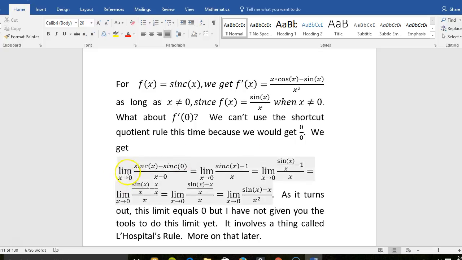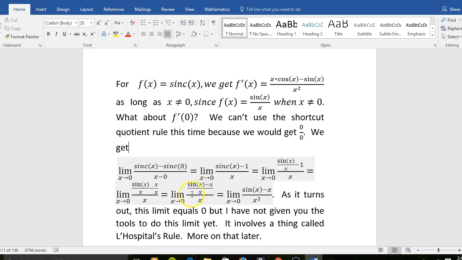So we do the limit as x goes to 0 of sinc x minus sinc 0 over x minus 0. Well, that's just sinc x minus 1 over x. And remember the limit, we're not allowed to go to 0, but we get arbitrarily close to 0, so we can just consider the sinc to be sine x over x. So that's just sine x over x minus 1 over x. And then I get a common denominator. I turn 1 into x over x. And I bring the numerator together over x.